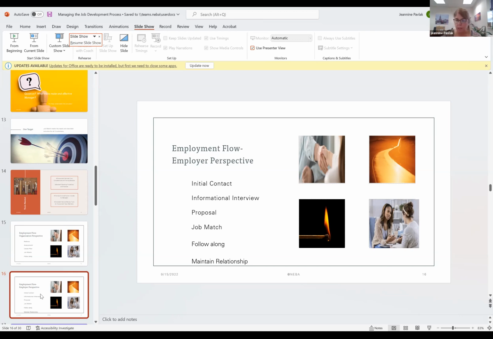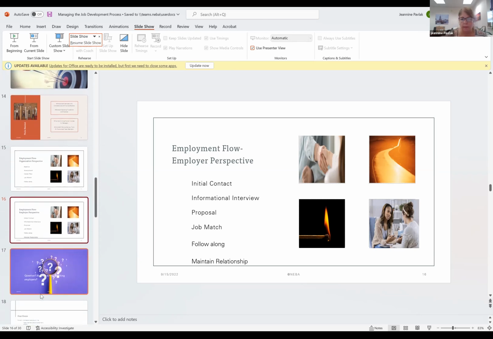And then we provide the follow-along support. And then we maintain that relationship, right? We're always making sure that that employer is happy. Do they know other employers that maybe they could introduce us to? They're then part of our partners, that we're always maintaining that relationship. Any thoughts on that?